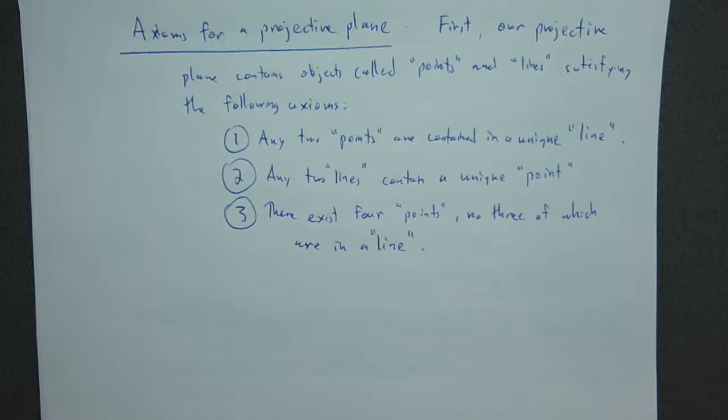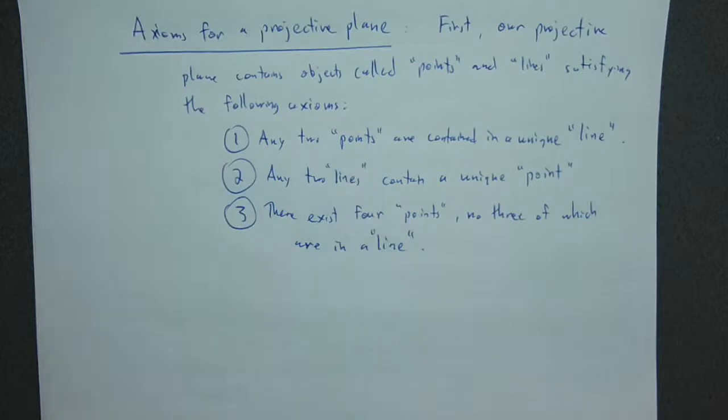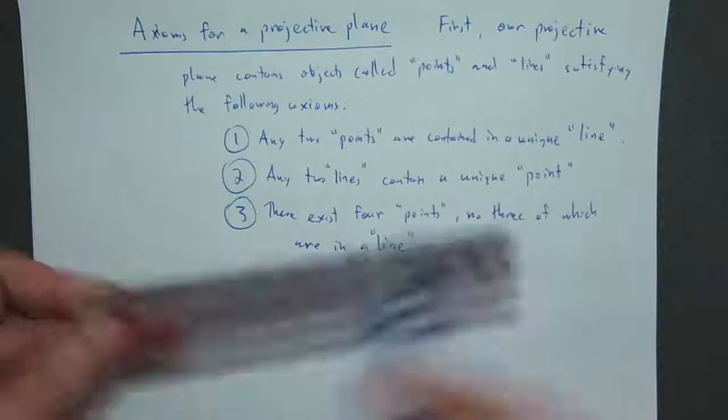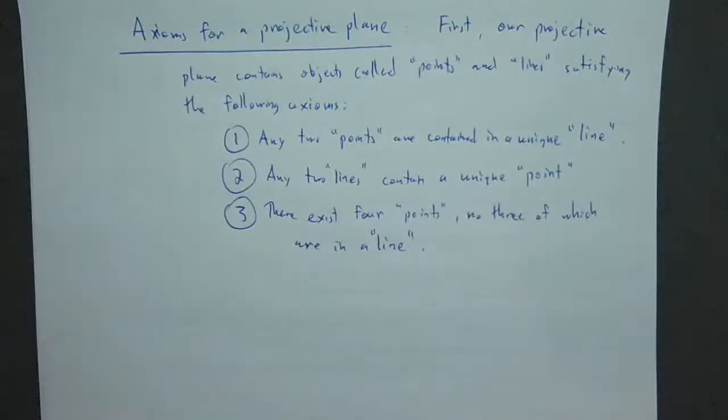Okay. And that's it. 3 axioms. So what are these axioms? Axiom 1 is Euclid's first postulate for constructing a line. If you think about compass and straight edge construction, this is the statement that in our straight edge construction we can connect any 2 points with a unique line using our straight edge.